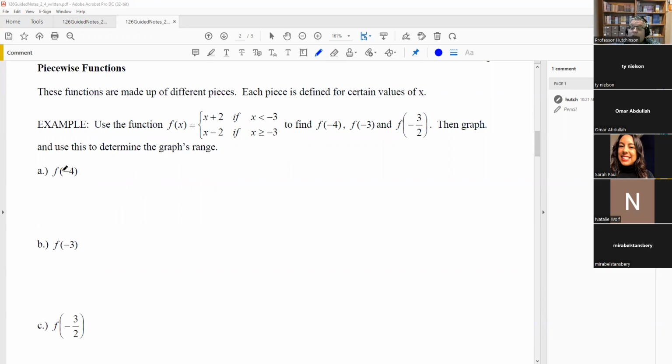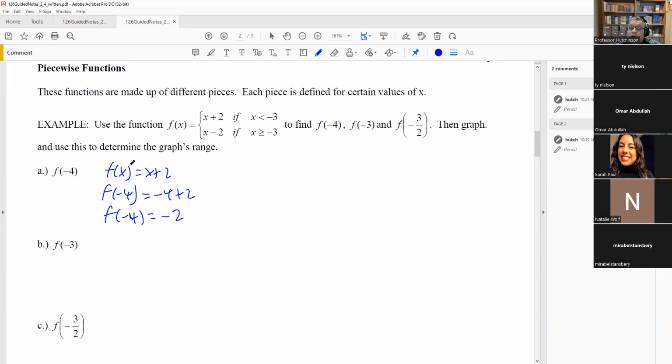That's true. So that -4 would make the first equation correct, which means I need to use the top equation. So I want to use f of x equals x plus 2. F of -4 is equal to -4 plus 2. And this is -4, not -x. Sorry about that. -4 is what I meant to write. F of -4 is equal to -4 plus 2. So f of -4 is equal to -2. That's going to be the answer on that question.